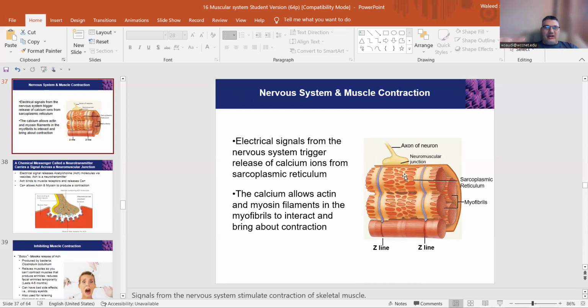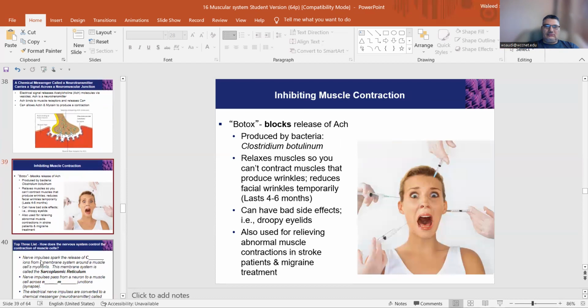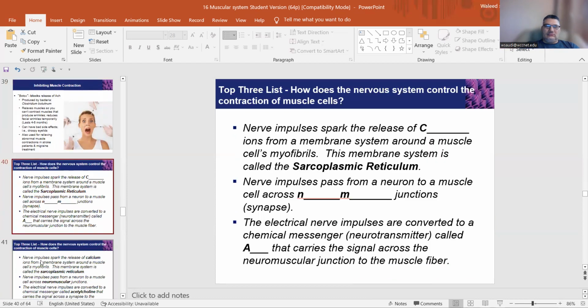Calcium activates tropomyosin, moving troponin away from the active sites of actin so that the heads of myosin interact with the active sites of actin, sliding contraction. So it's calcium. The nerve impulse passed from the neuron to the muscle. We call that what? Neuromuscular junction or synapse. Important. Neuromuscular. Neuron and muscle. This is where the neuron or the nerve goes to the muscle, and there is a junction in between, or synapse.